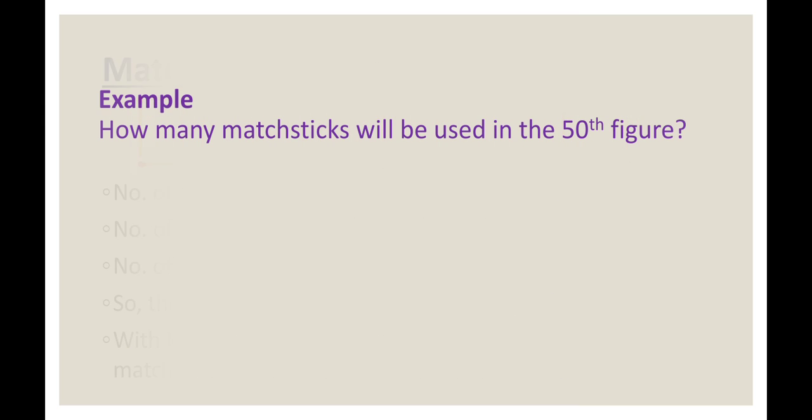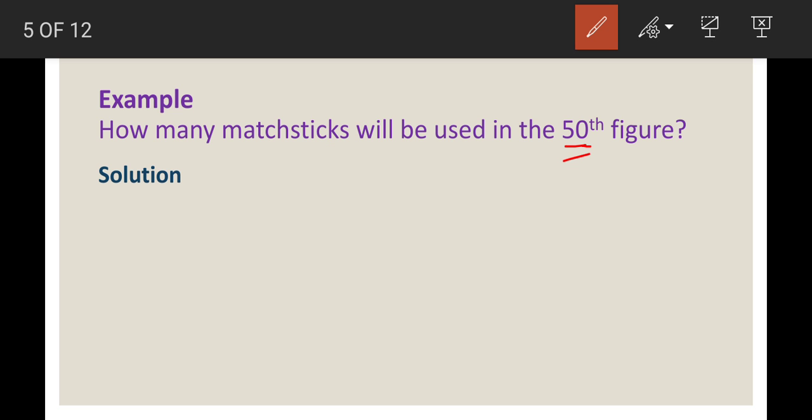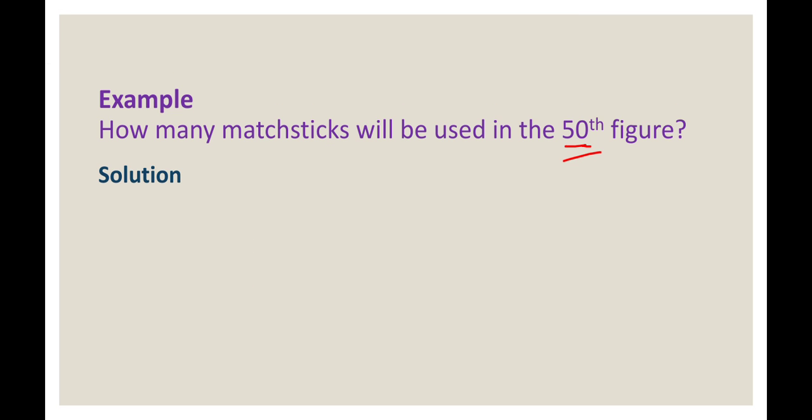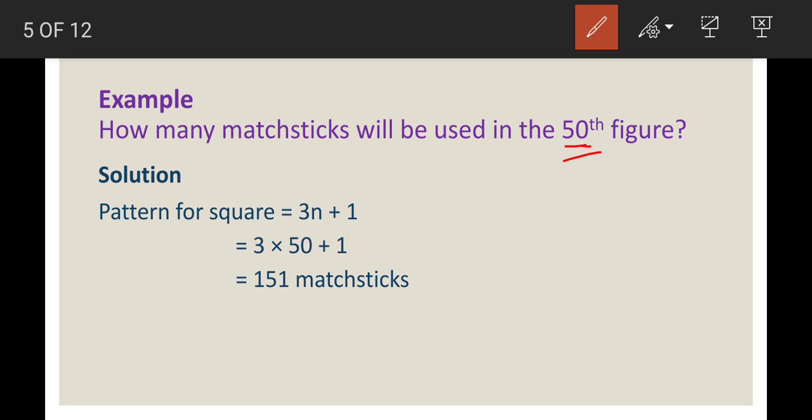Next, move to a question. Here is an example. How many matchsticks will be used in the 50th figure? Here we have been given the value of n, so we can find the number of matchsticks used in the 50th figure of the square. The pattern for that is 3n plus 1, and we have been given n equal to 50. Put the value of n as 50. So 3 multiplied by 50 plus 1. 3 times 50 is 150, plus 1, it is 151. So the number of matchsticks used for making the 50th square figure is 151. Clear?